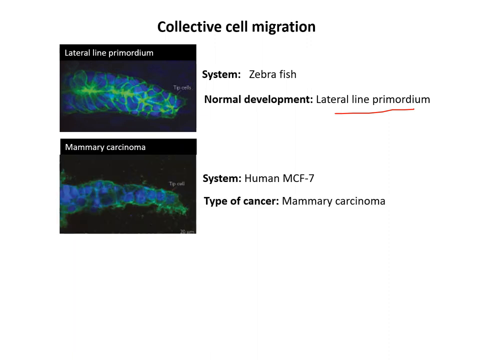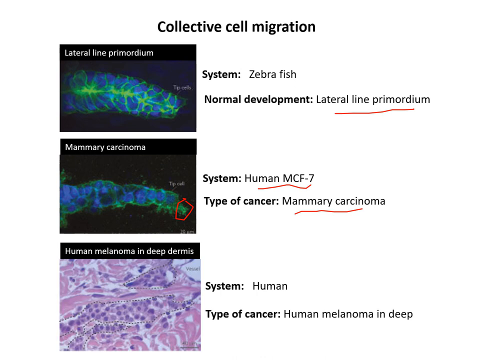However, when you work in humans with these cell lines, for example in a mammary carcinoma, you also find these leading cells that are moving collectively. And even in melanomas, you can see the same type of tumors where you have these leading edge cells and retracting cells that allow the cells to move. So in other words, what we found is a similar mechanism that has been conserved during evolution in vertebrates and invertebrates, and that can be reused in different types of cancers.